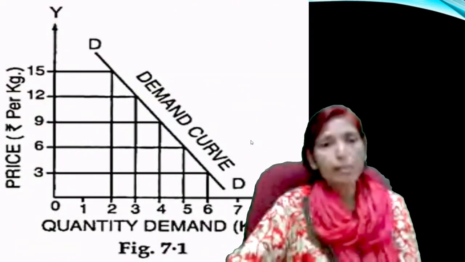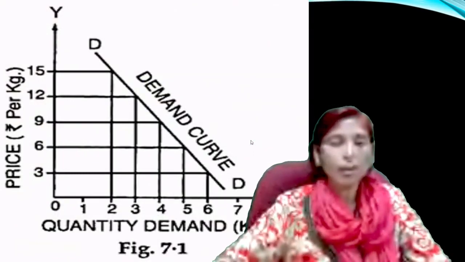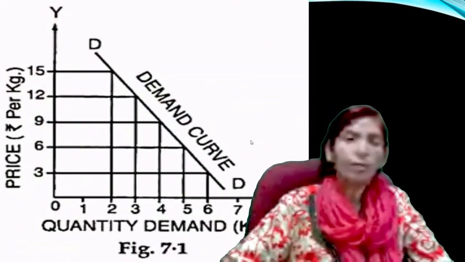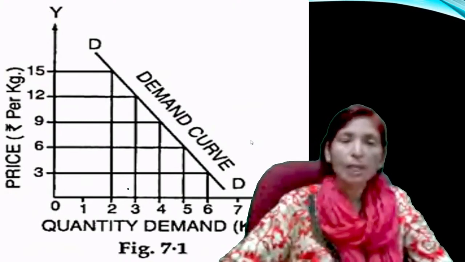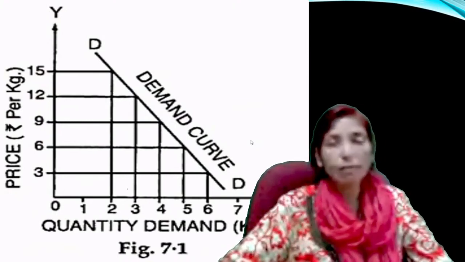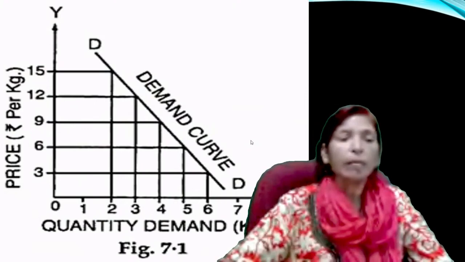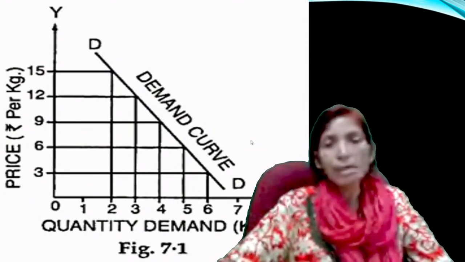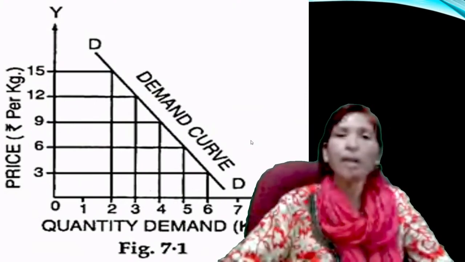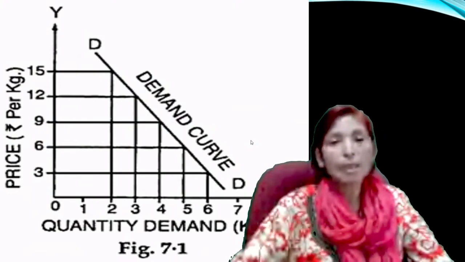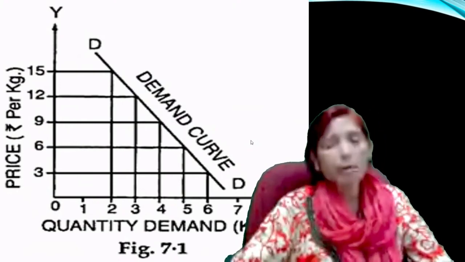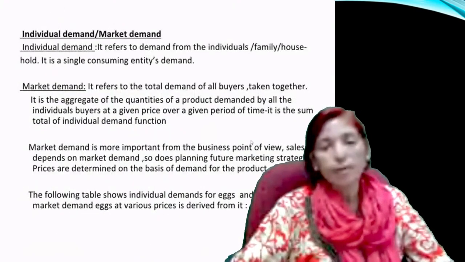Now next is the demand curve, with a slope always downward from left to right. It shows the inverse relationship between price and quantity demanded. When price rises, demand falls. When price falls, demand rises. Its slope is always downward or negative.